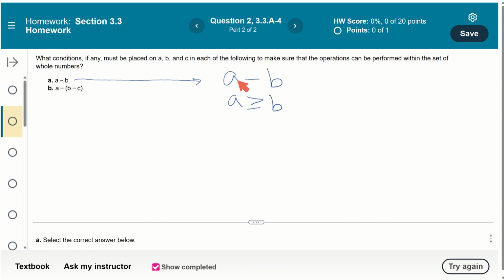Again, if abstract concepts such as letters throw you off, try some actual numbers, so actual whole numbers here. Notice if I have 6 and 4, as long as 6 is greater than or equal to 4, 6 minus 4 is going to be 2, which is a whole number, which is good.